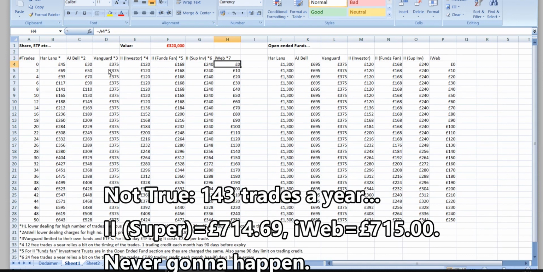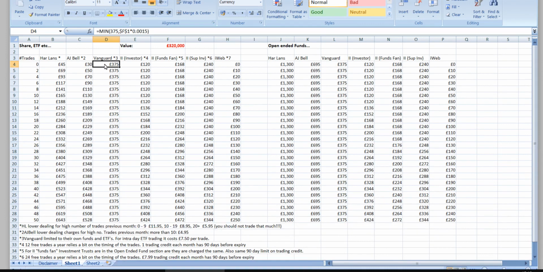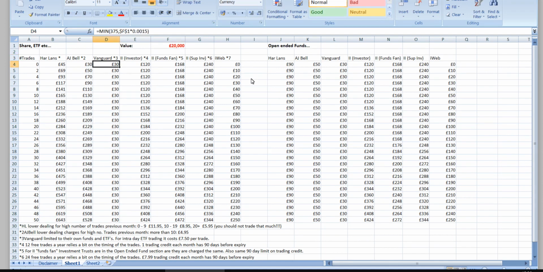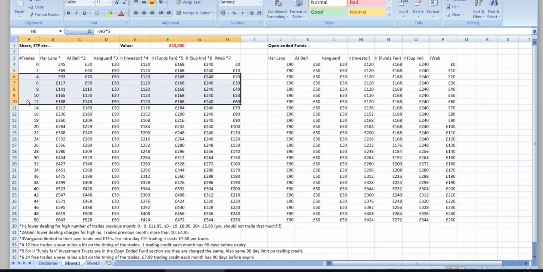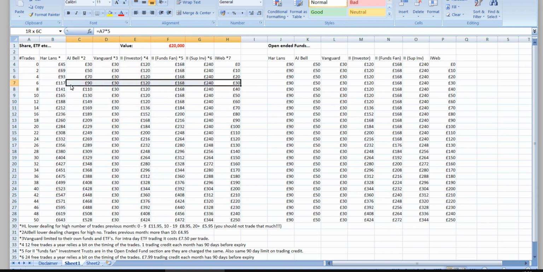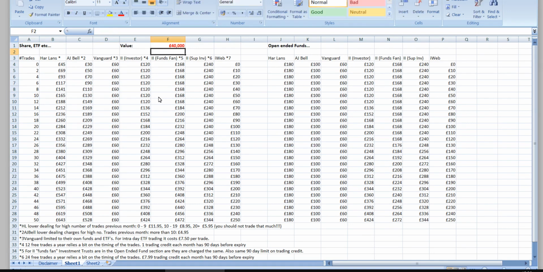Now Vanguard. Number of trades 0. Obviously, the more trades I do here, the better Vanguard's going to look. But as you can see, it's over 50 trades before Vanguard gets cheaper. Now for low values, pretty good value, isn't it? Look at that. So if I was doing 12 trades a year, iWeb is half the price. Where does it equal? There, 6 trades a year, iWeb's 30. So for lower values, and for people who only want to use Vanguard funds and ETFs, quite good value until you get into higher values of the portfolio.